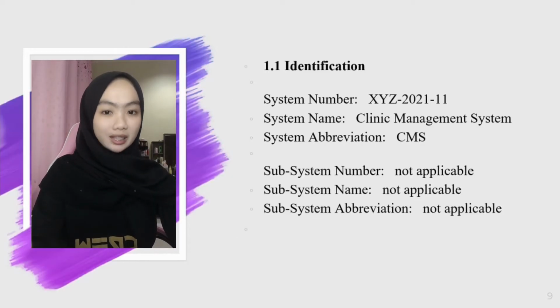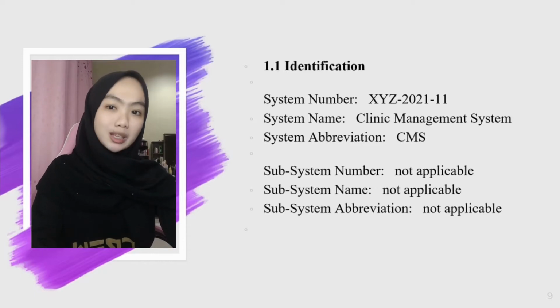So next is identification. The system number is SYZ-2021-11. The system name is Clinic Management System. The system abbreviation is CMS. Next, the subsystem number is not applicable. The subsystem name is also not applicable, and the subsystem abbreviation is also not applicable.